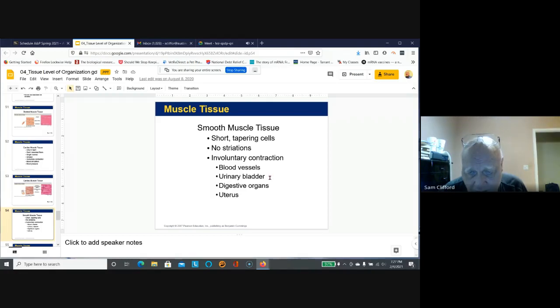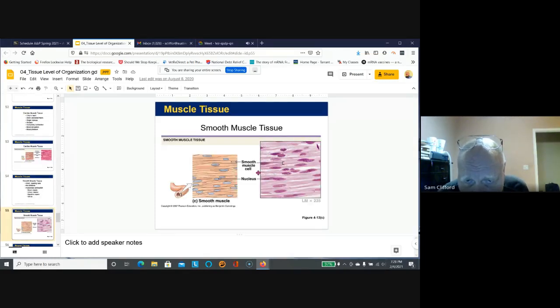Your bladder has some nervous control, but it basically does its thing on its own. Your digestive organs work on their own involuntarily, and the uterus does its job when needed. So smooth tissues are these individual cells with an elongated nucleus that are packed together in layers, and their contraction is controlled by the autonomic nervous system for the most part.